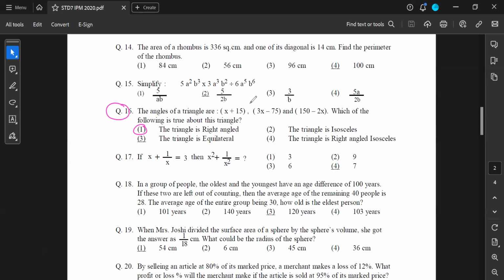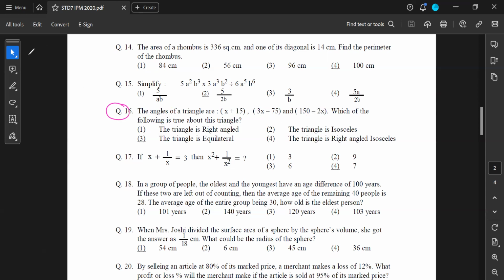Yes, sir, tell me. We can add all the angles and equate it to 180, and then find the value of x. Yes, we can do that also. Add all of them and equal to 180. Oh, sorry, this is angle. I misread the question, sir. I read the question as sides. I'm so sorry. I was imagining that this is one side, this is the other side, this is the other side. Yeah, it's angle, so it's very easy.